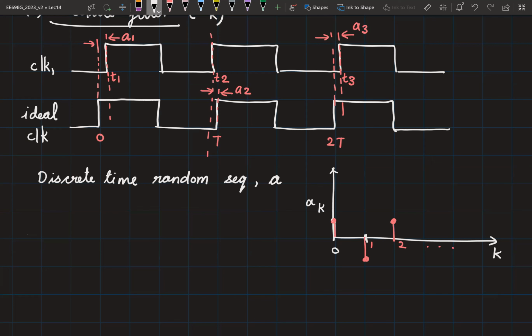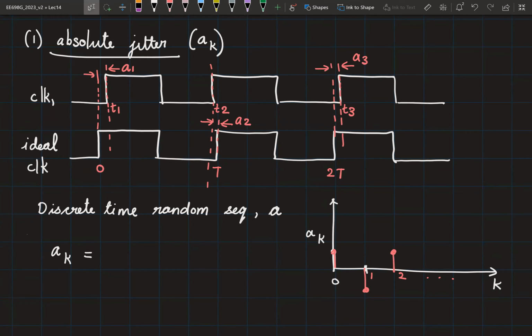Okay. Can you give me an expression for AK in terms of TK and the time period? So what is A1? T1 minus 0. What is A2? T2 minus T. Let's say AK can take positive and negative values. So if I generalize it to a kth value of A, this will be TK minus K times T.